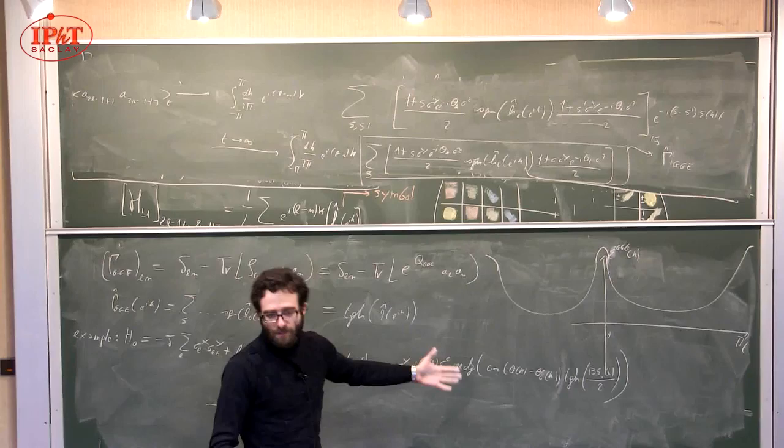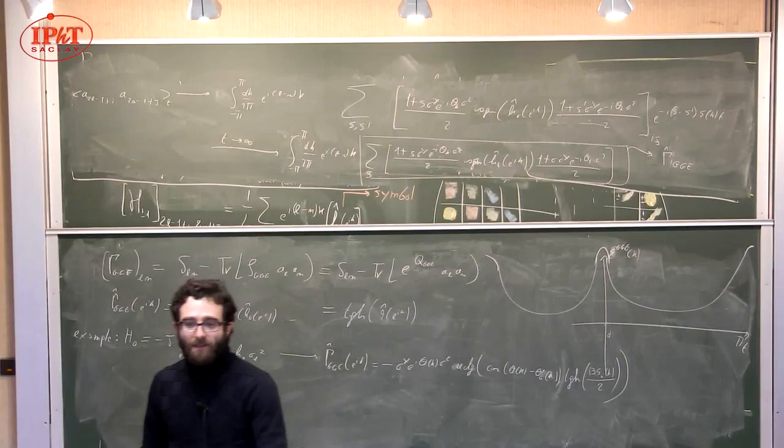And this is what's true. Even if beta goes to infinity, you can rewrite it as a series of local conservation laws.